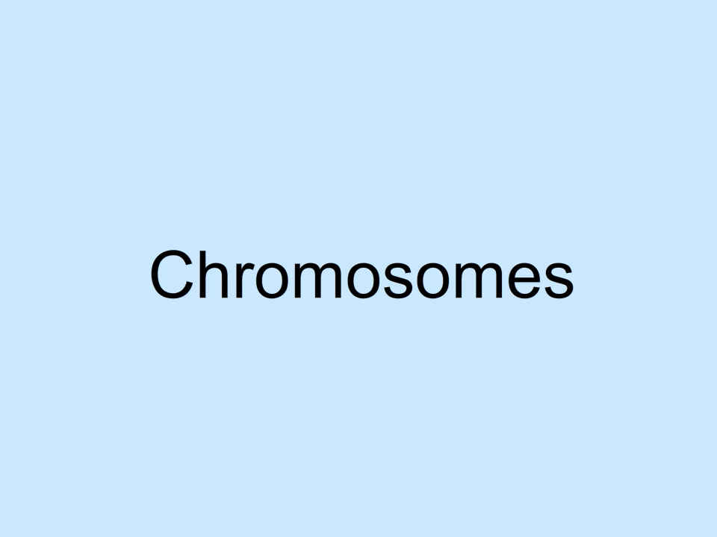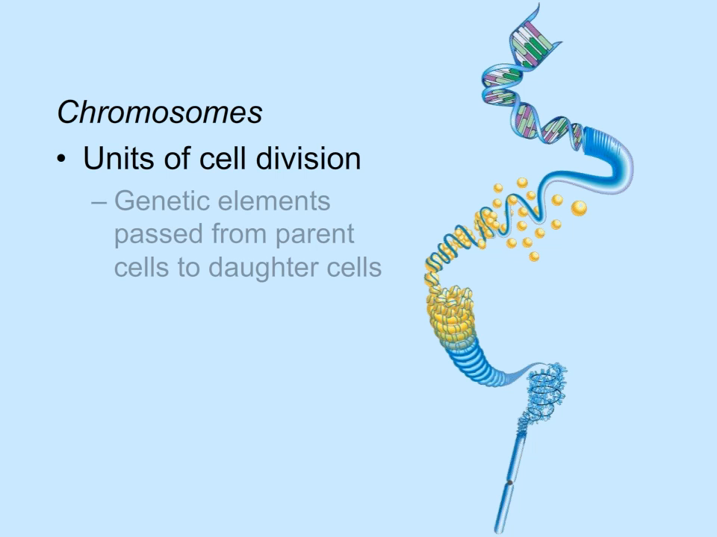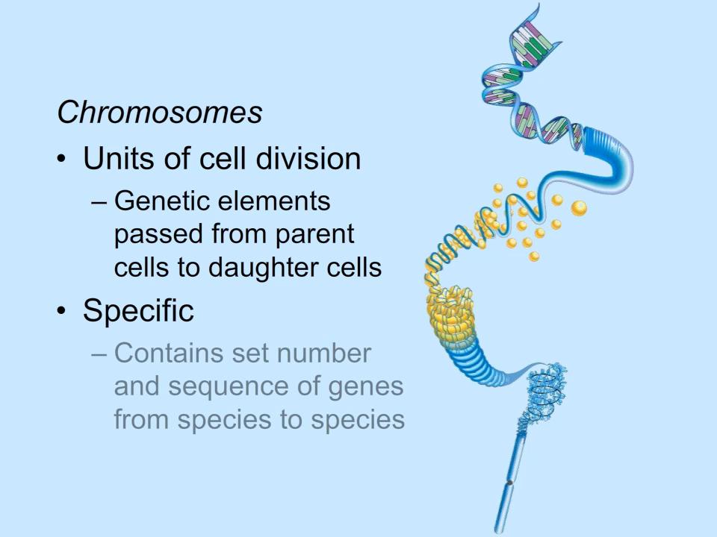Chromosomes are sections of DNA that contain the genetic information of an organism. If we look at all the chromosomes of an organism, this totality of genetic information is called the genome. Chromosomes are considered to be the units of cell division, as they contain the genetic information that is passed from one generation to the next. This information, contained in genes on the chromosomes, is specific to certain species.